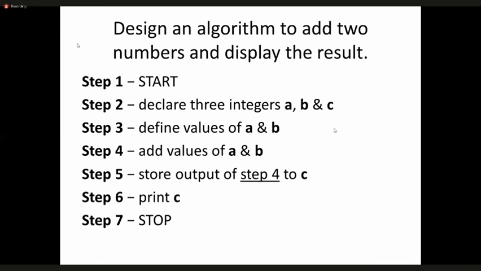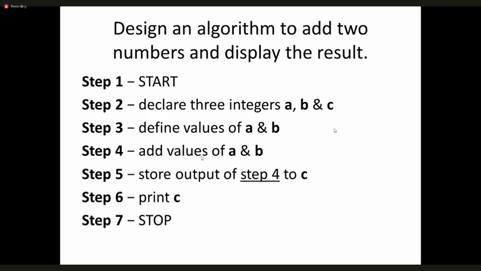Then define the values of A and B. In that case, you have to initialize the variable values A and B. Then add the two values A and B. Then store the output of step 4 to C. C is used to store the resulting value. Then print the C. Then finish, and that is given using stop.